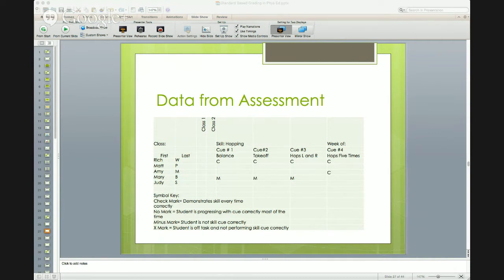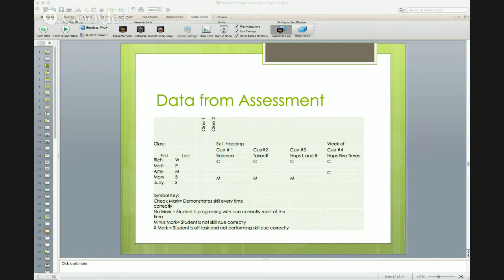Normally I would put a check mark in if it was on a piece of paper, or if it's in the computer I just put a C for check mark. But if say Rich is demonstrating the skill every time correctly, I'm looking at data. What should I do for that kid? Because he's already mastered it. And say this is a kindergarten, it's the end of the year, the kindergartner should be able to show this skill. If this kid's already done that, what should I do for him?